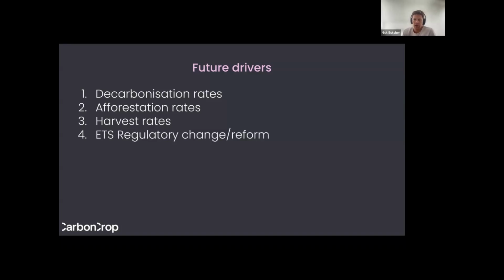Another key one is just regulatory change and reform. There's been various reforms signaled in the past. I'm sure there'll be more reforms signaled at least in the future. And if, for example, in the past, people have variously said things like, how about if you could no longer use forestry units in the ETS? That would totally change the supply-demand dynamic and totally change the prices. And there's various of these proposals which are of greater and lesser probability, but the market's perspective on how likely they are changes the market price.